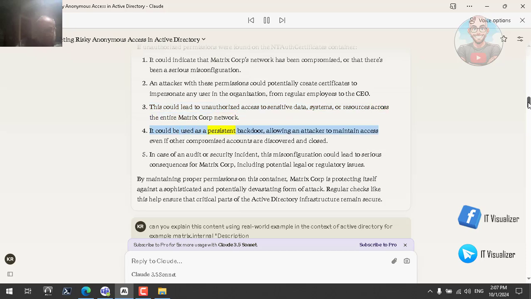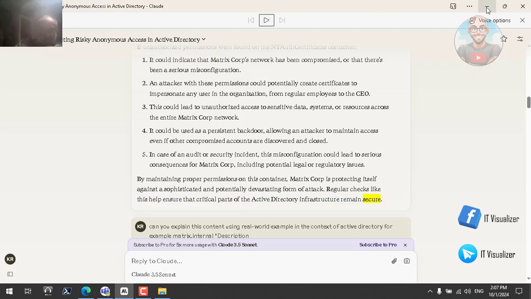It could be used as a persistent backdoor, allowing an attacker to maintain access even if other compromised accounts are discovered and closed. In case of an audit or security incident, this misconfiguration could lead to serious consequences for Matrix Corp, including potential legal or regulatory issues. By maintaining proper permissions on this container, Matrix Corp is protecting itself against a sophisticated and potentially devastating form of attack. Regular checks like this help ensure that critical parts of the Active Directory infrastructure remain secure.